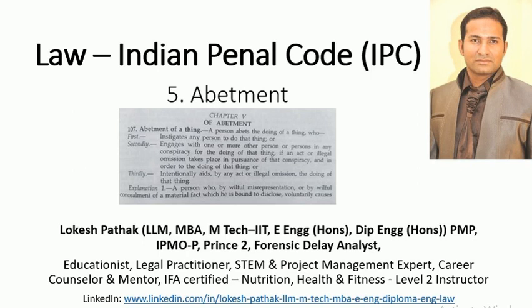Now the third type of abatement is abatement by aid, which is mentioned in clause 3 of section 107. Now in that there are certain rules. The first rule is a person cannot be held guilty of aiding the doing of an act when the act has not been done at all. So the person has aided but the act physically was not done. So he cannot be held guilty for that.